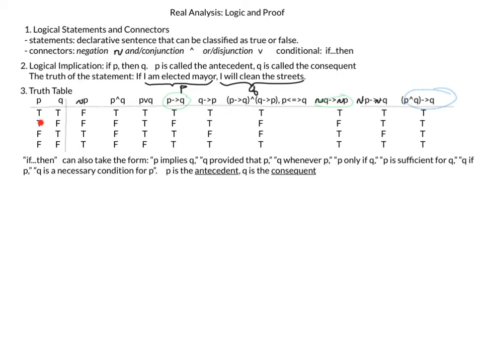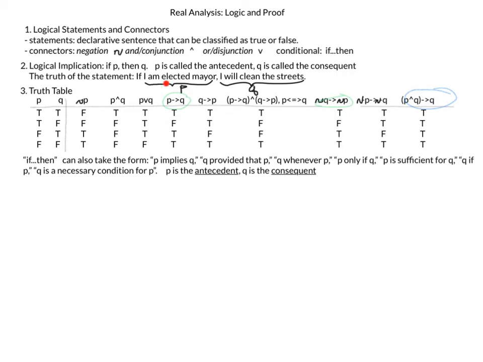But if I am elected mayor and it turns out I do not clean the streets, in other words, Q is false, you would say I lied to you in that campaign promise. So P implies Q when P is true, or the antecedent is true, and the consequent is false, we say that the implication is false.